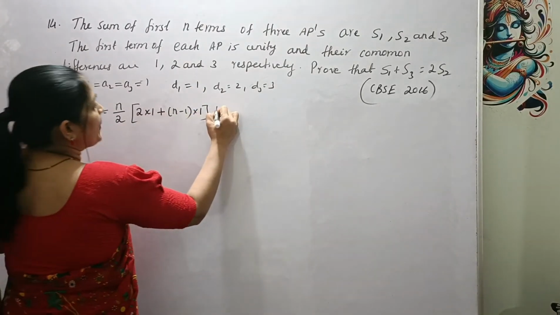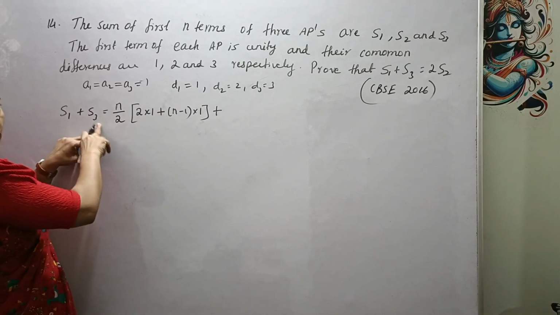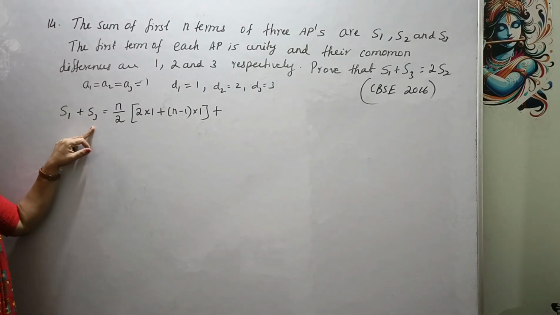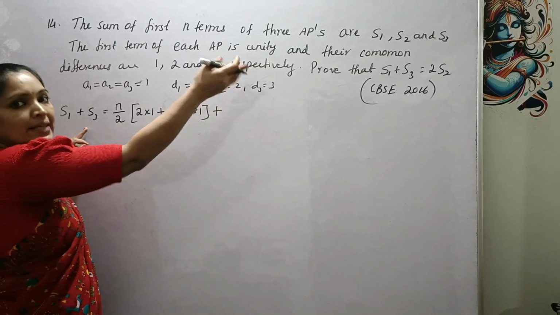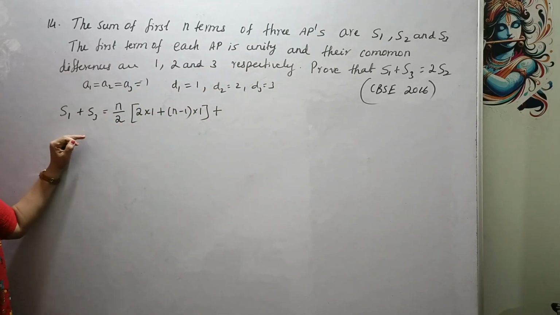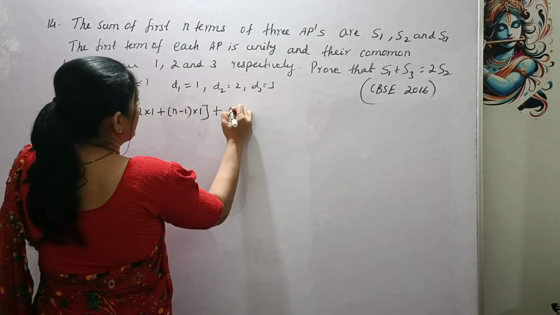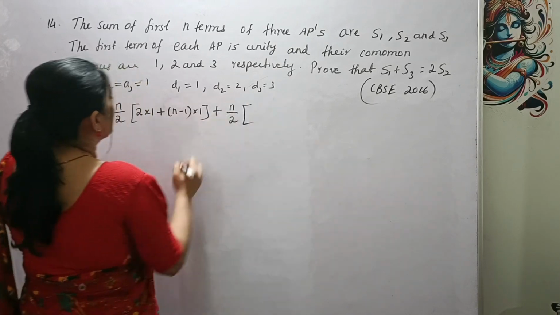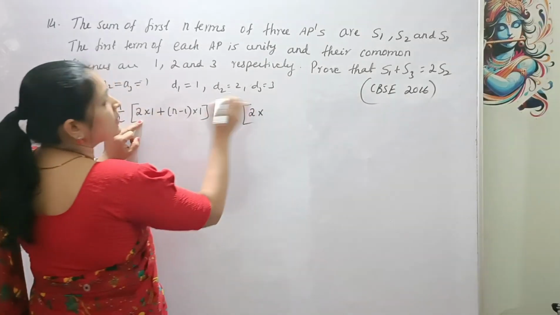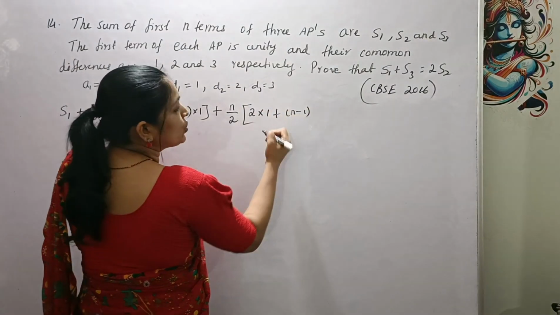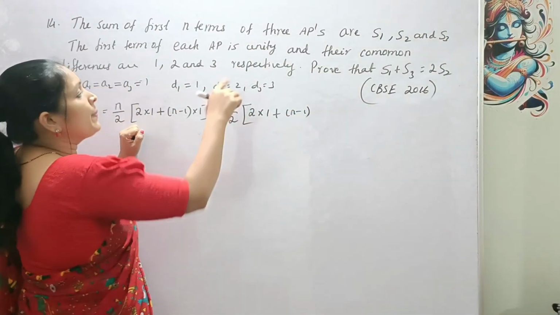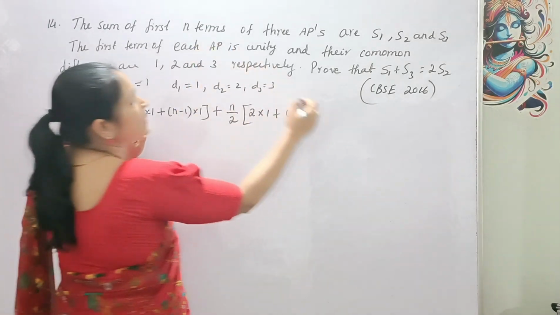Plus S3. S3 is the sum of first n terms of the third AP. That is n by 2 into 2 into the first term, that is 1 itself, plus (n minus 1) into the common difference of the third AP, which is 3. It is given here. That is 3.